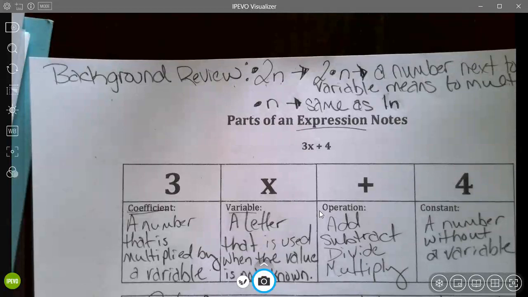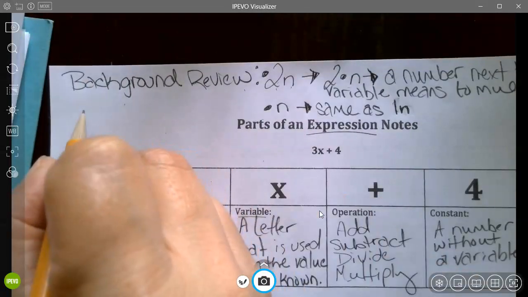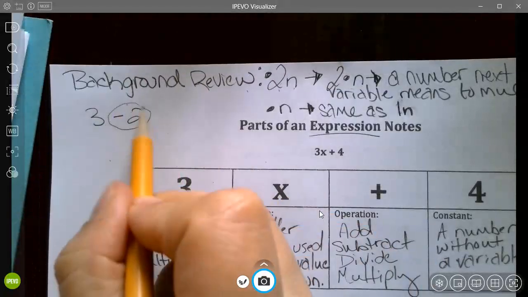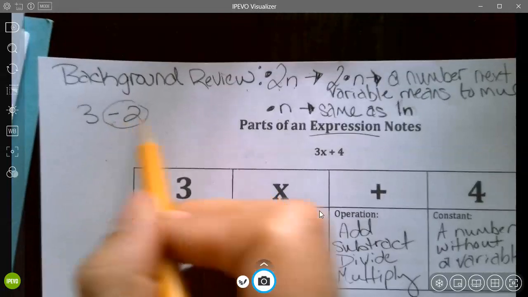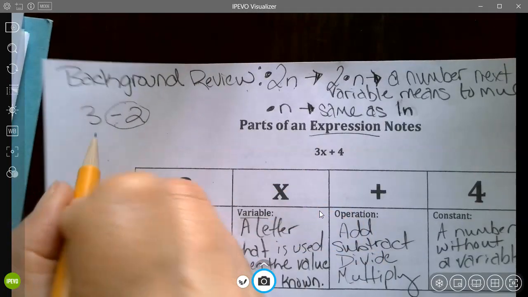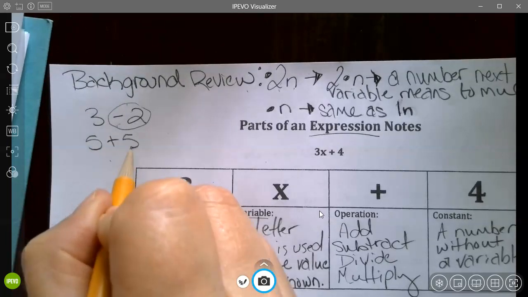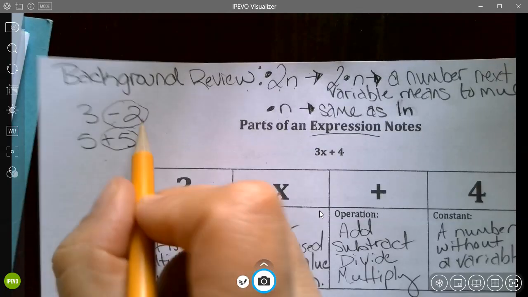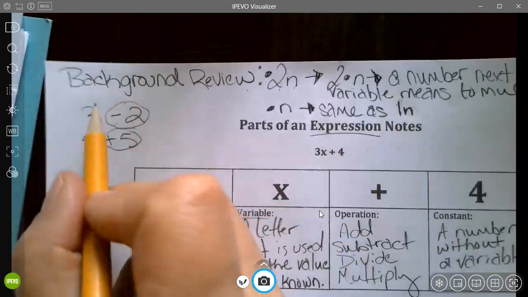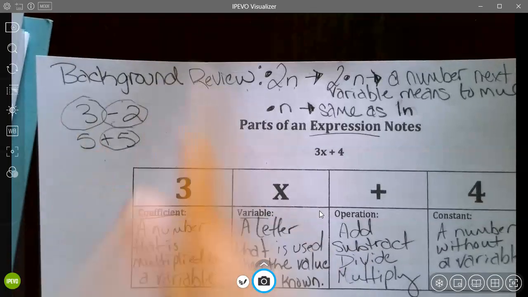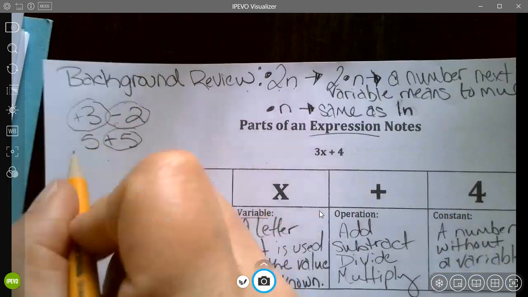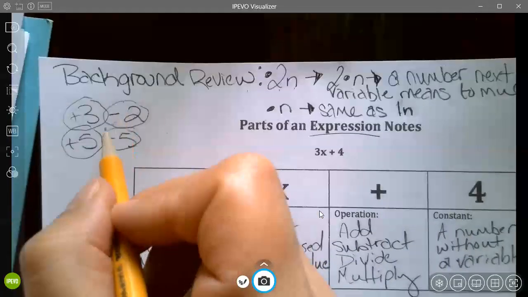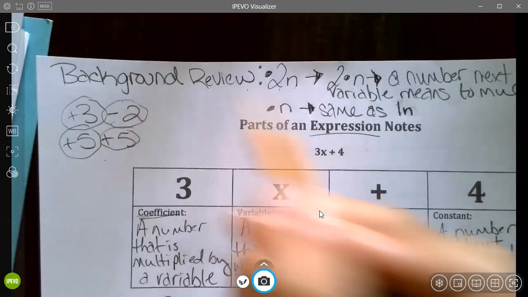And the only other thing I want to remind you about is if I said 3 minus 2, the math operation in front of that number goes with it. So if I said 5 plus 5, this plus 5 would go with the 5. This is 5 positive. This is 2 negative. And what are these numbers? Well, if there's nothing in front, that means it's a positive number. And when we write positive numbers, we don't have to have the plus sign. We only have to distinguish if it is a negative number.